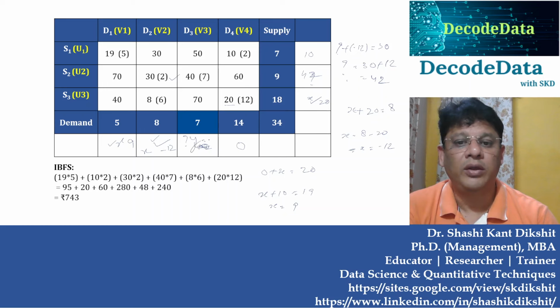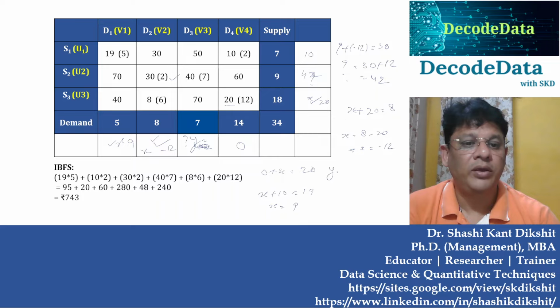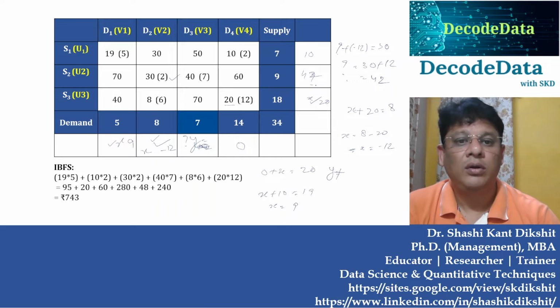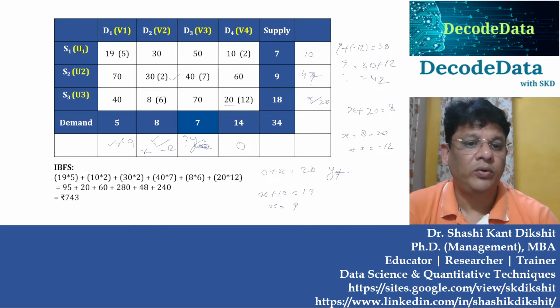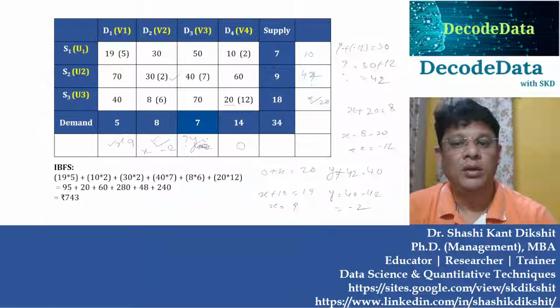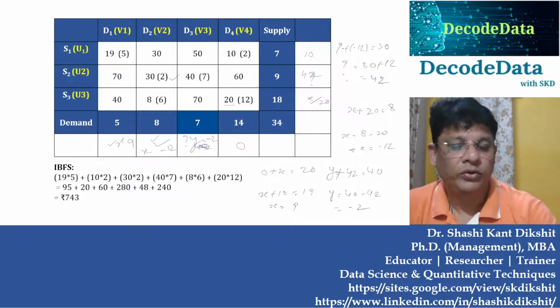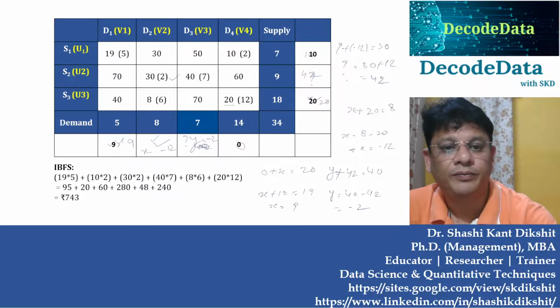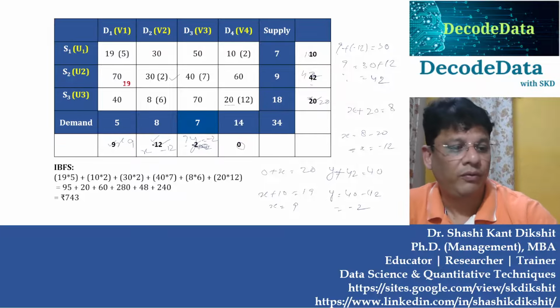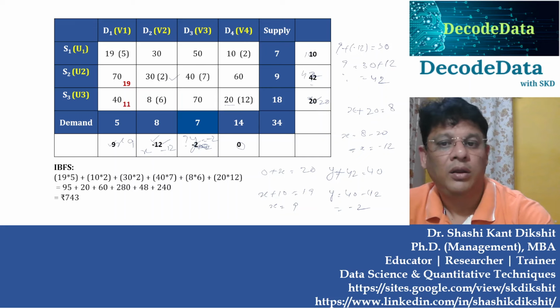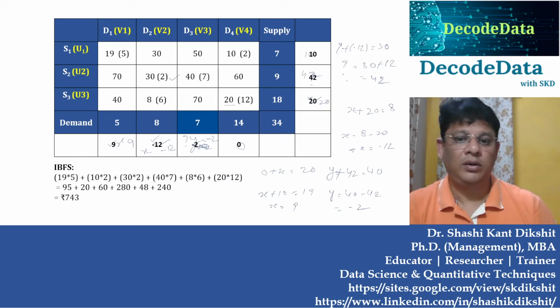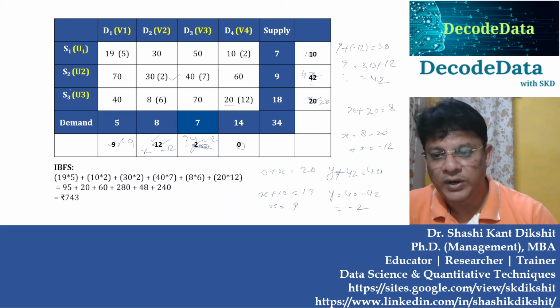So let's say this is y. So y plus 42 is equal to 40, right? So y is equal to 40 minus 42, so minus 2. So this will be minus 2. Clear? So this is the way we will calculate the value of U and V. Fine.